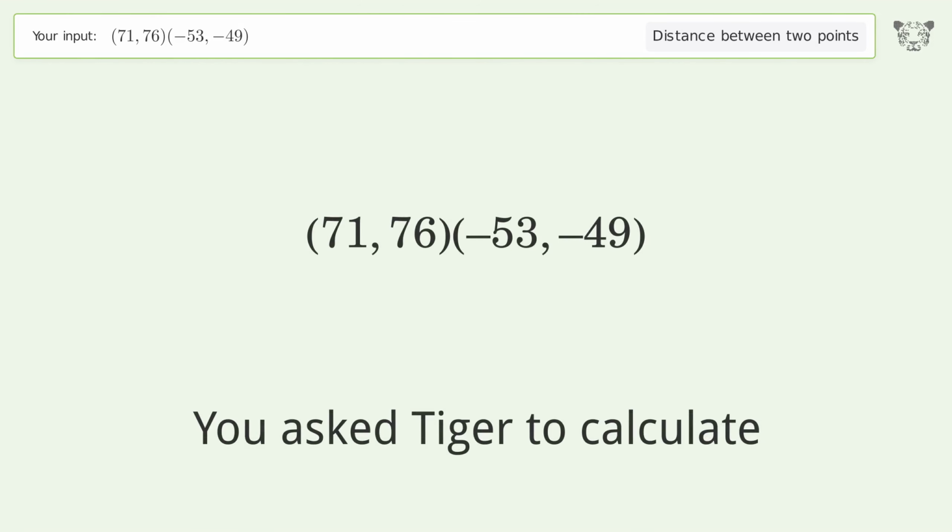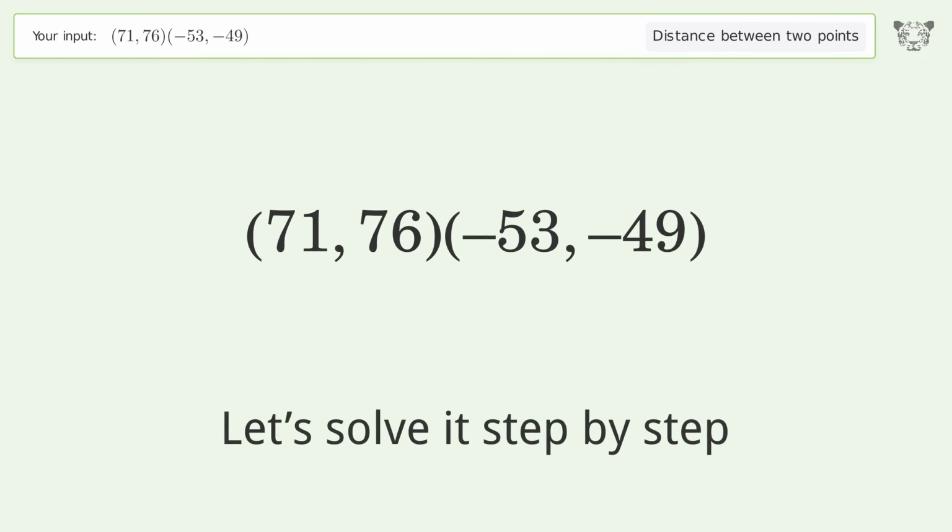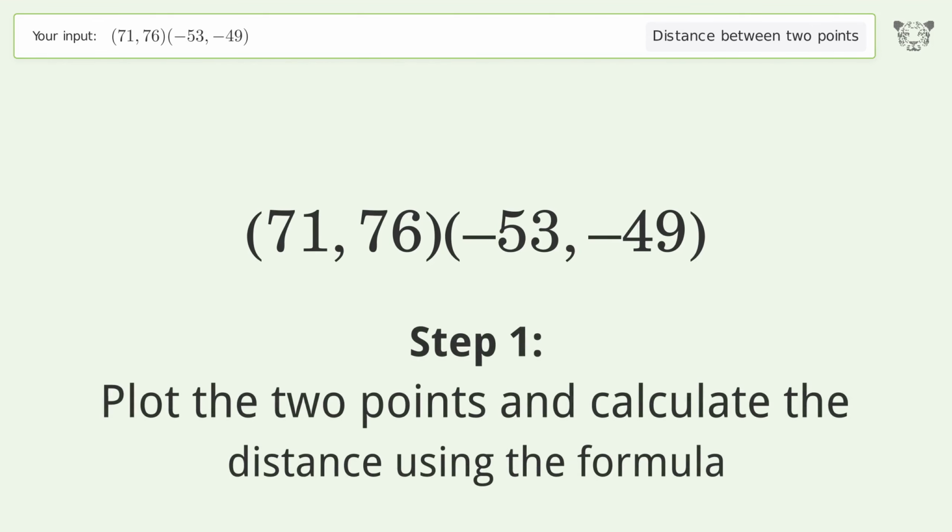You ask Tiger to calculate. This deals with the distance between 2 points. The distance between the 2 points is the square root of 31,001, or 176.071. Let's solve it step by step. Plot the 2 points and calculate the distance using the formula.